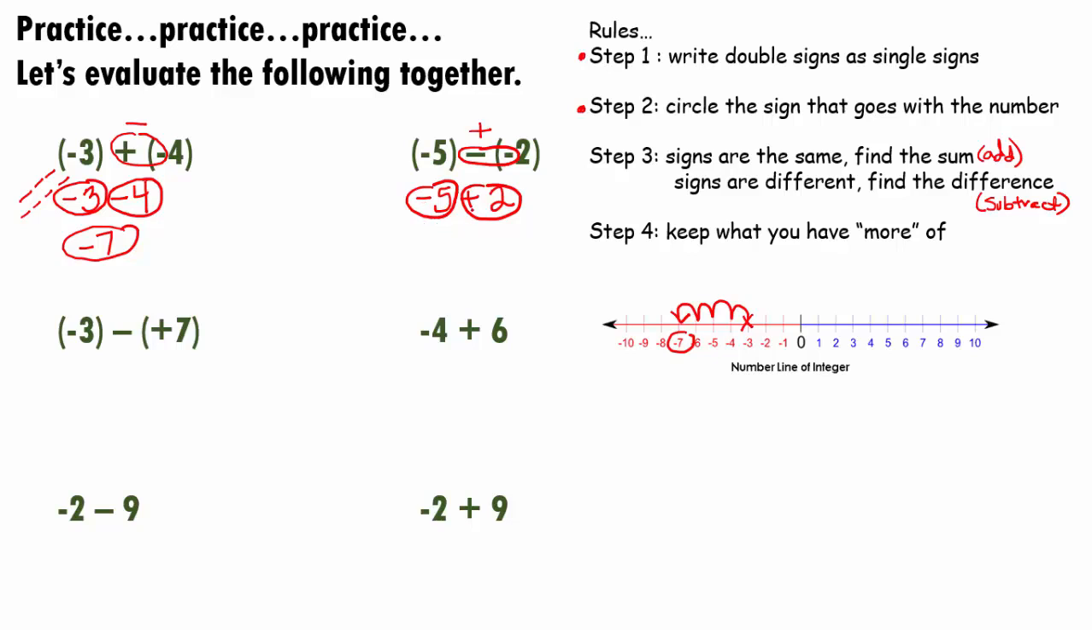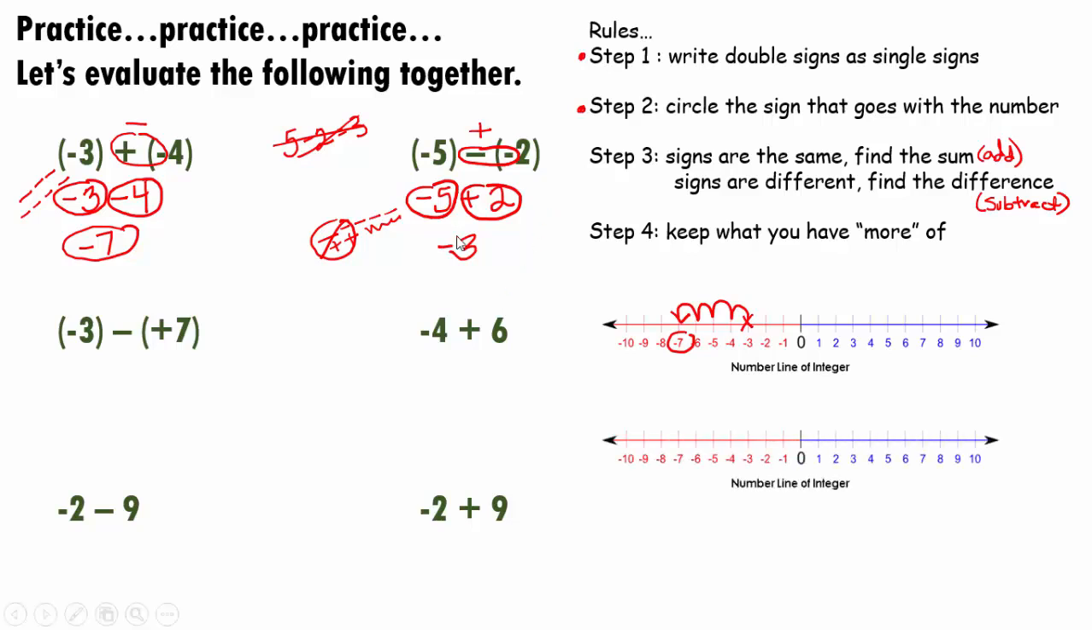Are those signs the same or are those signs different? Well, that's a negative sign. That's a positive sign. Those signs are different. Find the difference. So off to the side, what's the difference between 5 and 2? You just do 5 minus 2 is 3. What do I have more of? Well, let's see. I have 1, 2, 3, 4, 5 negatives. I only have 1, 2 positives. Oh, I have more negatives. How many more negatives do I have? I have 3 extra negatives. So that answer would be a negative 3.